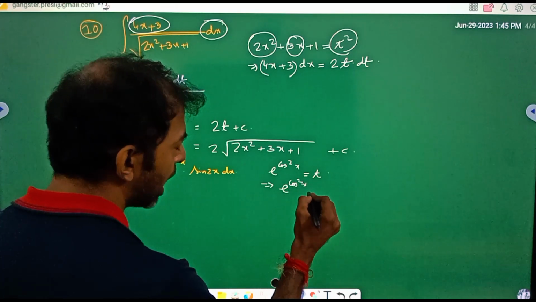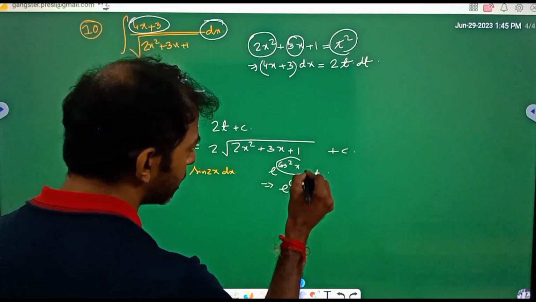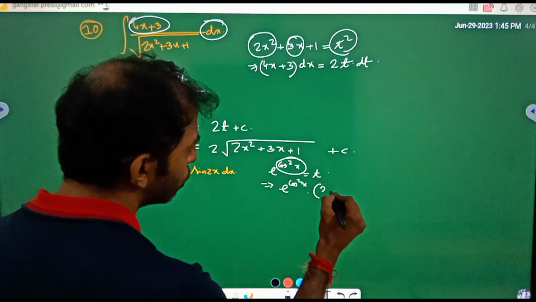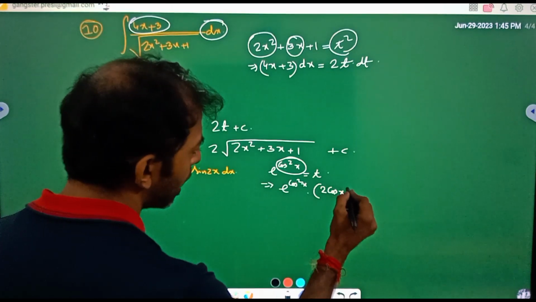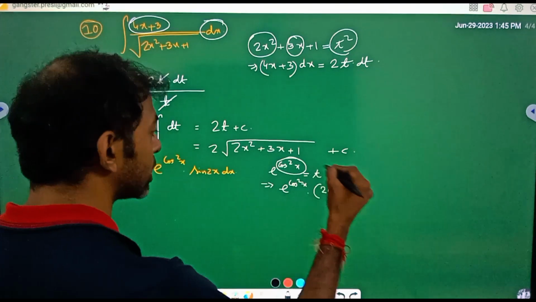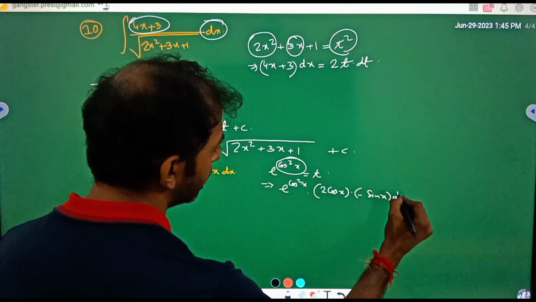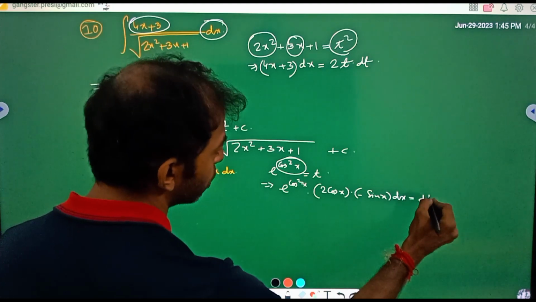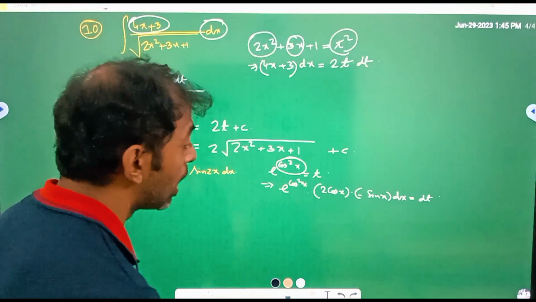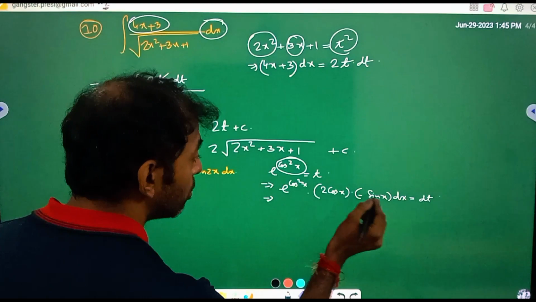We all know that. Differentiation of cos square x will be 2 into cos x, and differentiation of cos x will be minus of sin x. We all know the chain rule, right? Into dx, and that's going to be dt. Right. Now what will happen here?